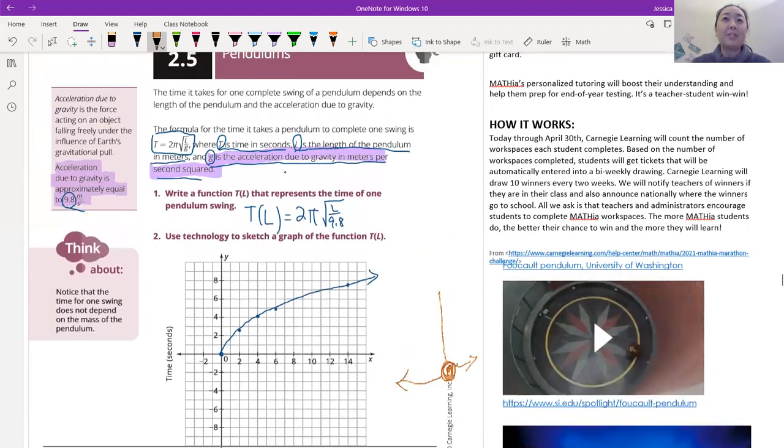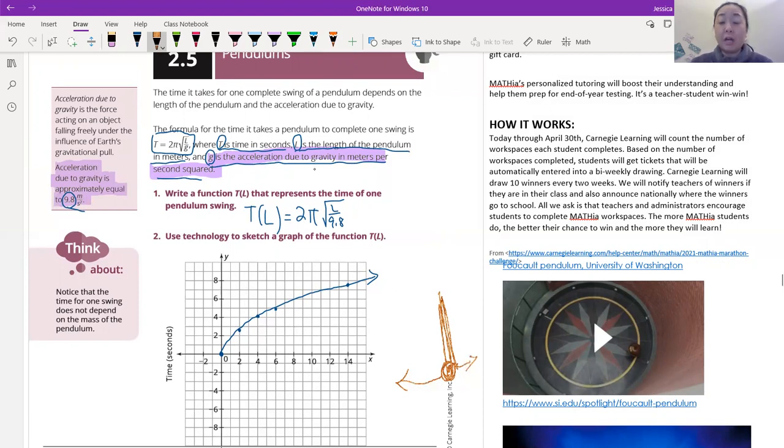Okay, so this is what they calculated. They figured out a formula. T equals 2 pi square root of L over G, where T is the time in seconds, and L is the length of the pendulum in meters. That's how long this is right here. And G is the acceleration due to gravity in meters per second squared. You can figure that out with units.